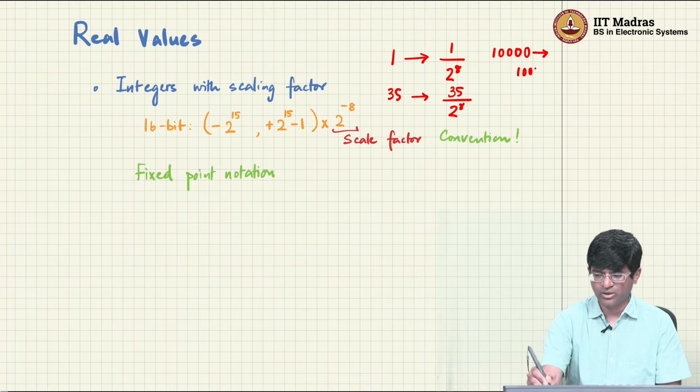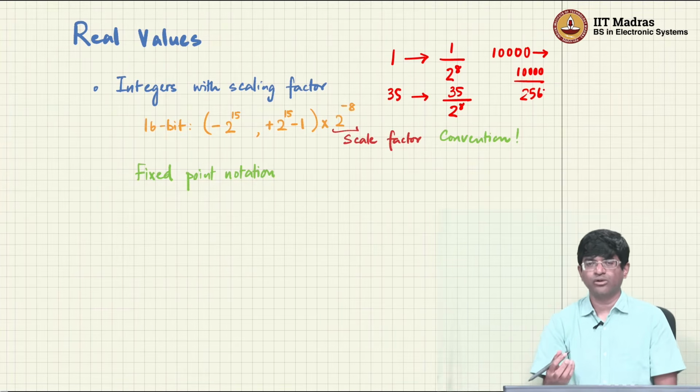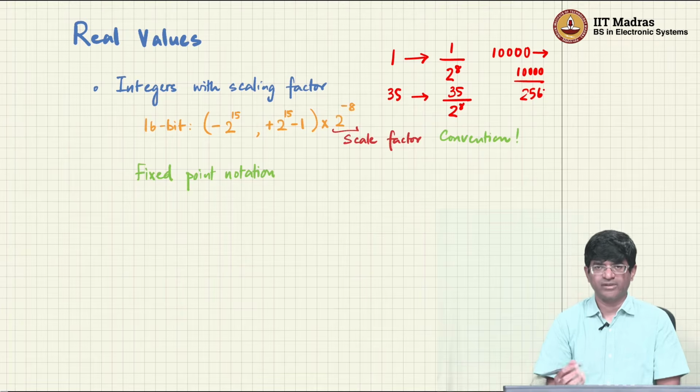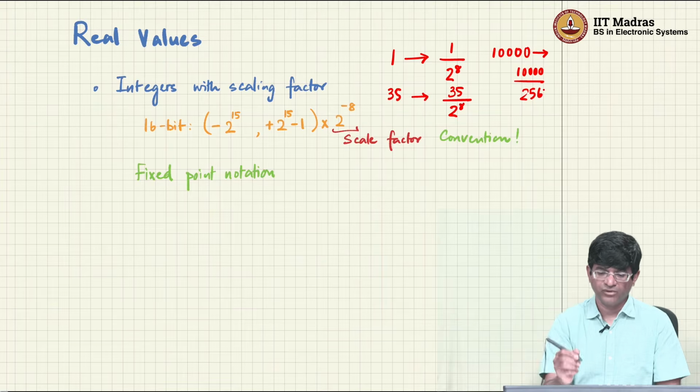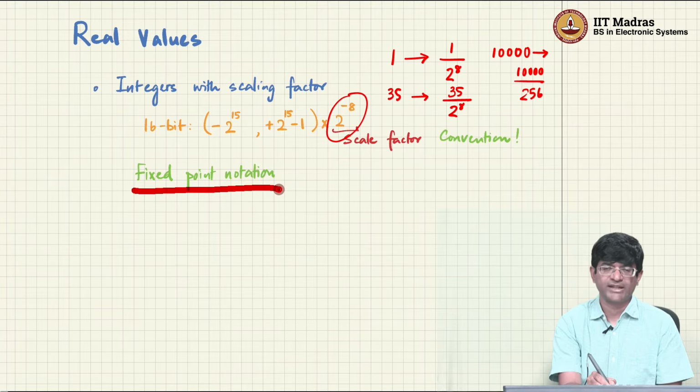This would correspond to 10,000 by 256. An improper fraction, but still a good way of essentially representing a real valued number. Effectively, in other words, what we are saying is we are going to represent fractions with a fixed scaling factor out here. Now, is that necessarily the only way of doing things? It is one way, and it is in fact used in a lot of different contexts. This is what is called fixed point notation.